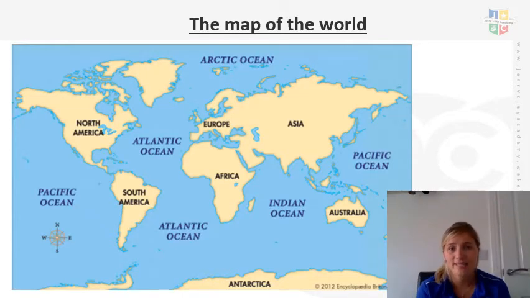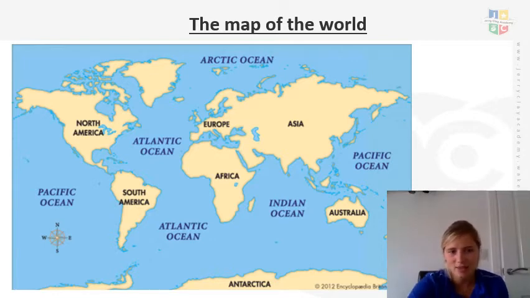Okay, so now here is the map. Now we've got all our continents on it. We've also got our oceans on there as well. So if you haven't got these correct now, please can you go and change these and make sure that yours are correct to show where all the different continents are and all the oceans.